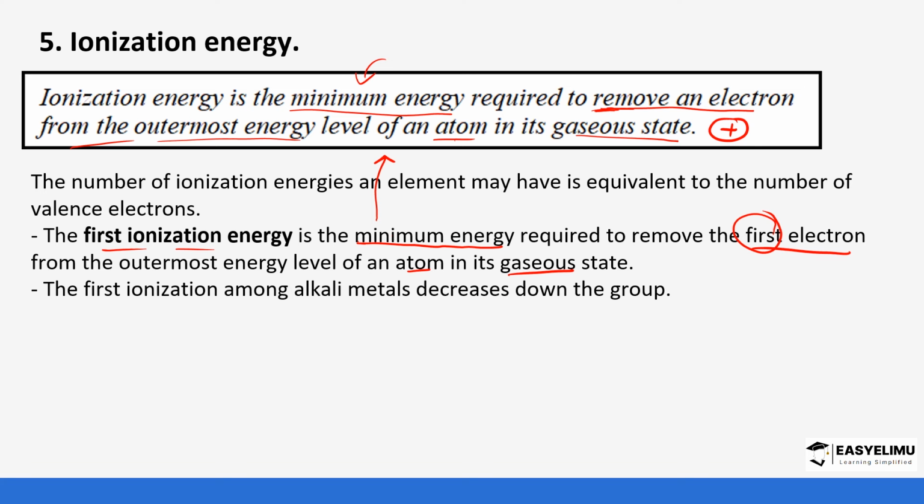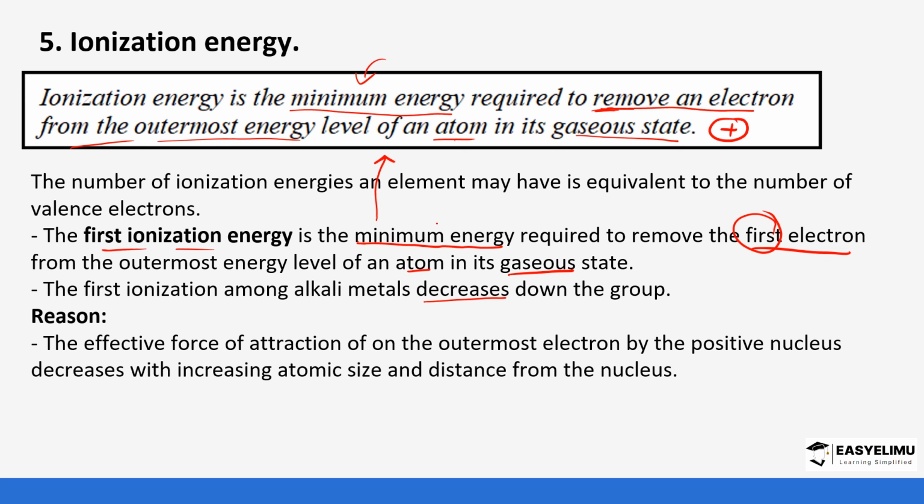So when you look at the trend of the first ionization energy of alkali metals, you'll notice it decreases down the group. The reason why it decreases down the group is because down the group, the size of the atom is increasing. So the force of attraction from the nucleus to the outermost electron is decreasing. So let's show that so that you can be able to see what we mean.